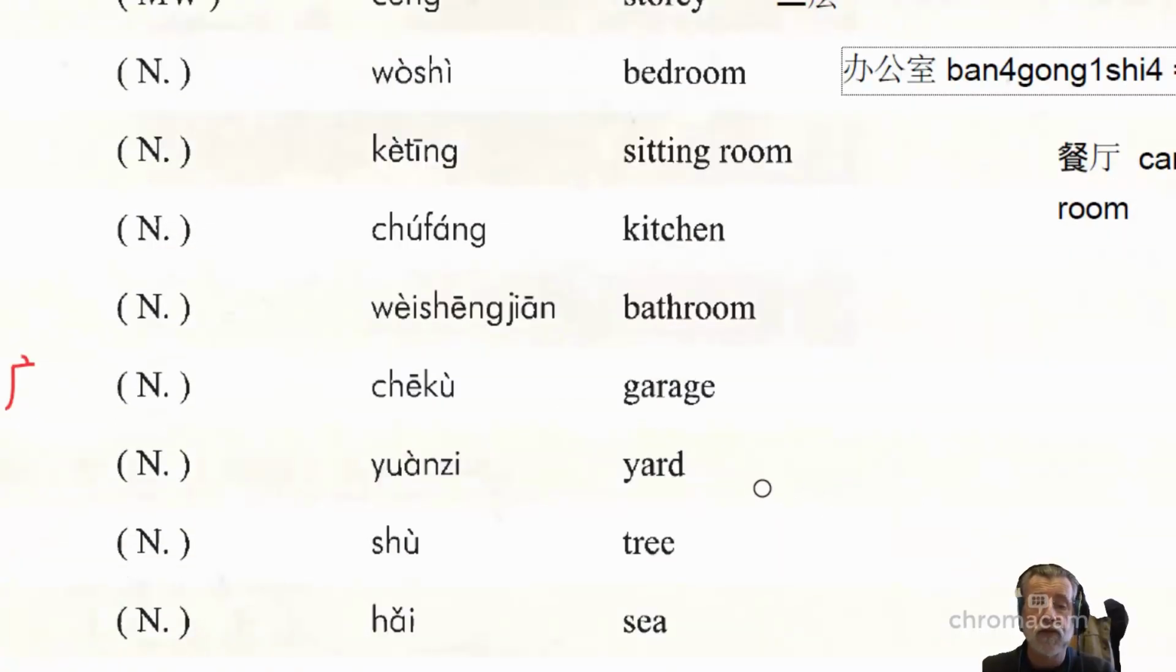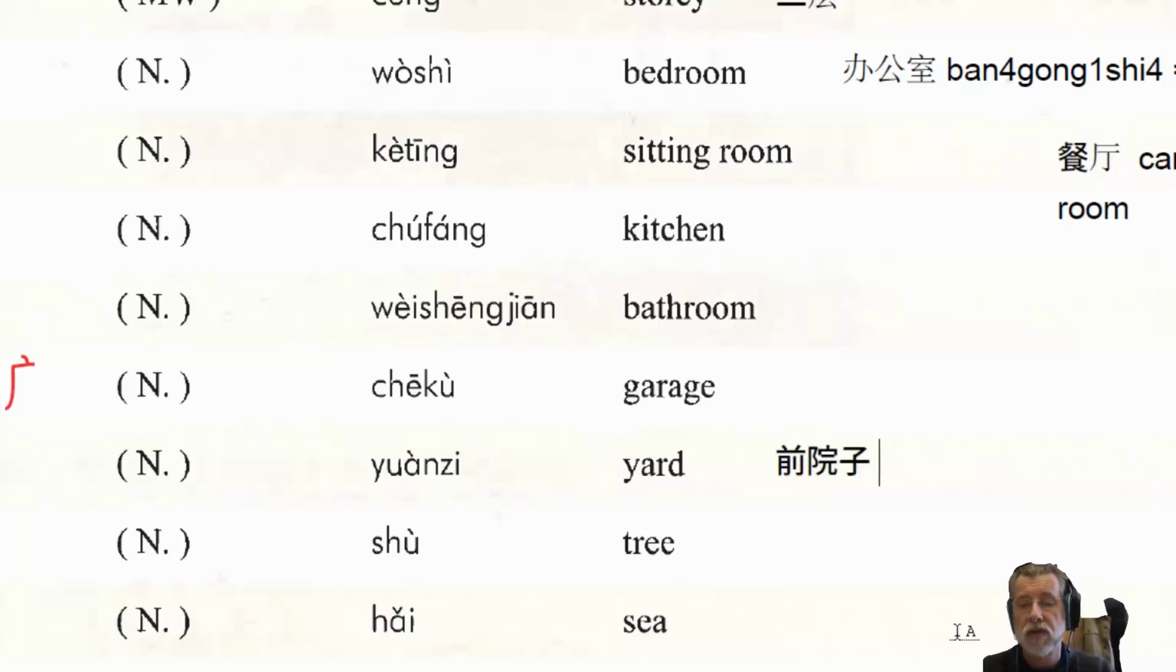We have another noun when we talk about the yard, so our backyard, front yard. 院子. So if we wanted to say, and I think this comes up in this lesson, front yard, we would say 前院子. Oops. But we wouldn't write those characters, no. 前院子. Okay, or backyard, 后院子. So that's the word for a yard.